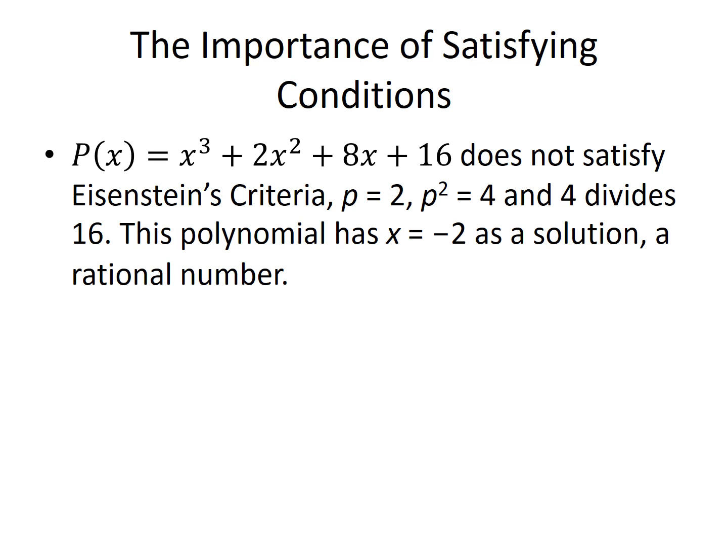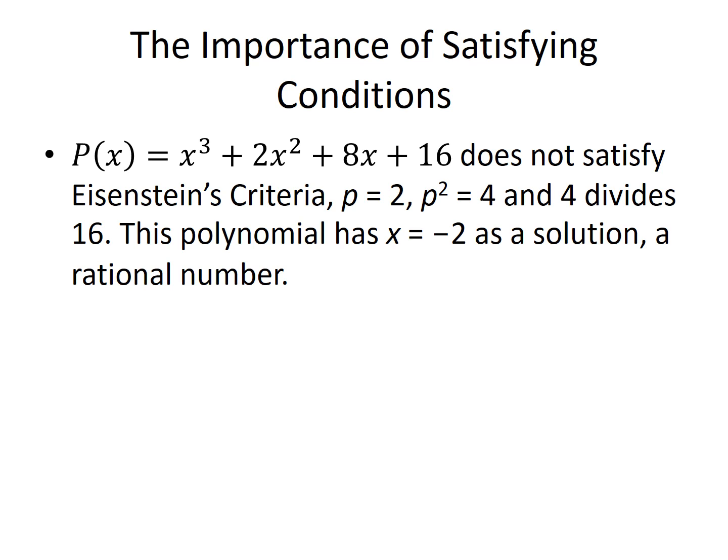Now, the conditions are not satisfied for Eisenstein's criteria. We have integer coefficients, so that one's okay. We have found a prime number that will divide all of the coefficients except the leading one, and those coefficients are 2, 8, and 16. 2 is a prime number that will divide all of those, so that condition is satisfied. The leading coefficient is 1 in this case, and 2 does not divide 1, so that condition is satisfied. But 2 squared is 4, and 4 does divide the constant term 16. So that condition is violated.